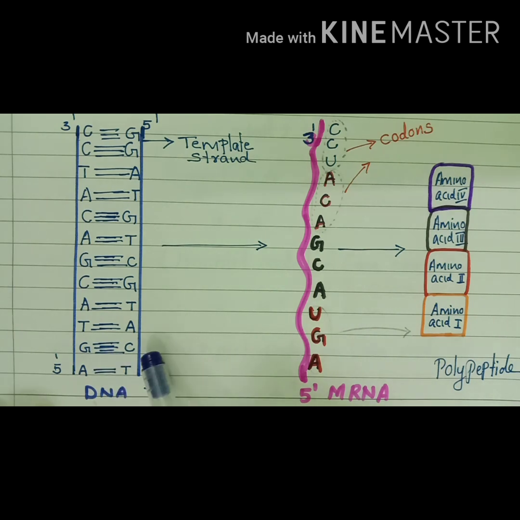So this is the template strand. Based on this template strand, a new mRNA is formed here. Here we can see thymine. So here adenine, here cytosine, here guanine, here adenine, here uracil. Then thymine, here we can see adenine. So this mRNA is complementary to this template strand.